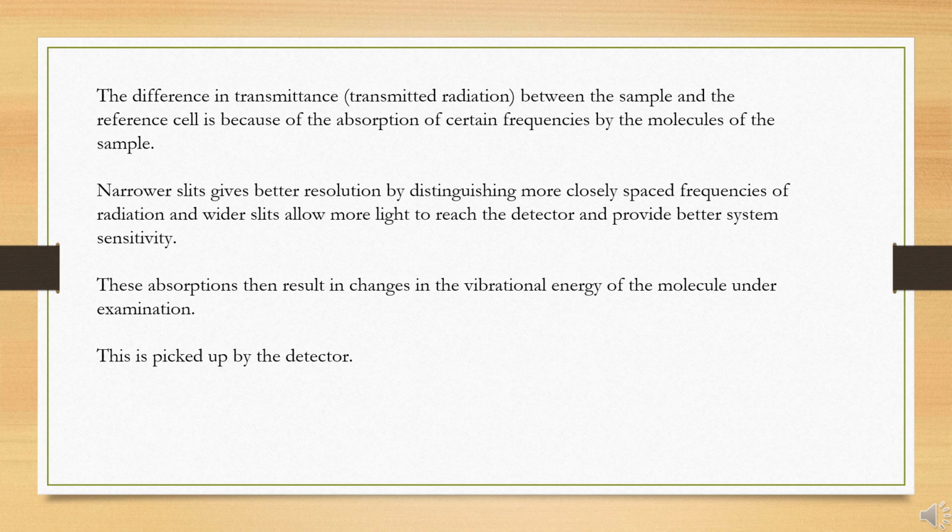The difference in transmittance between the sample and the reference cell is because of the absorption of certain frequencies by the molecules of the sample. Narrower slits give better resolution by distinguishing more closely spaced frequencies of radiation, and wider slits allow more light to reach the detector and provide better system sensitivity.